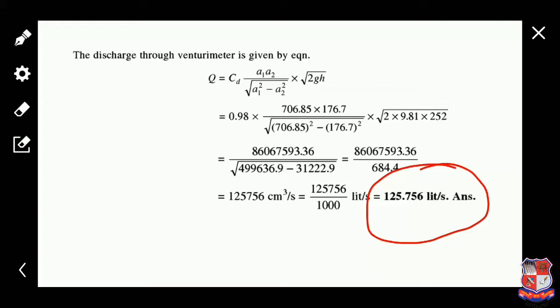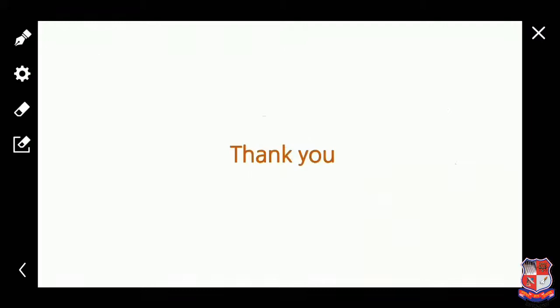Okay friends, I hope you all understand very well what the Venturimeter is, what the application of the Venturimeter is, and how to measure the discharge from the Venturimeter. Thank you.